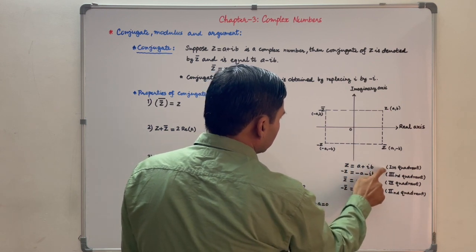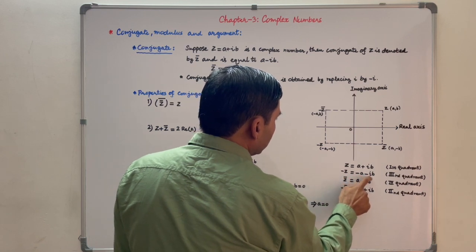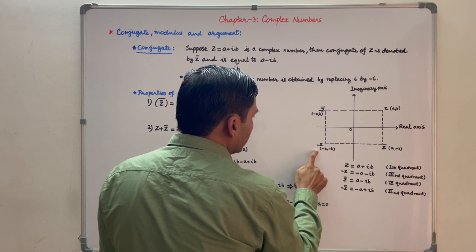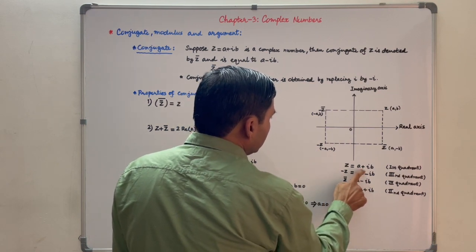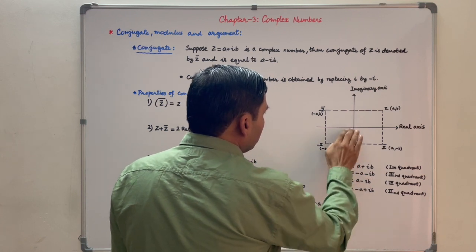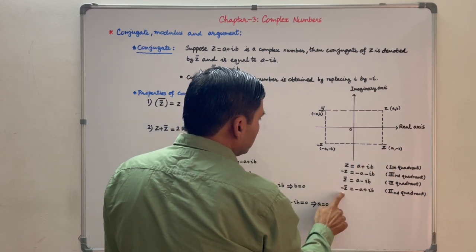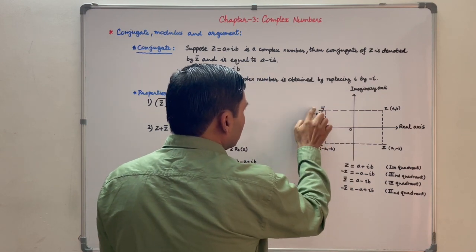It is in first quadrant. Minus z is equal to minus a minus ib. Minus a minus b will be in third quadrant. Z bar is equal to a minus ib. We just need to change the sign in between. So plus a minus b. Plus a minus b will be in fourth quadrant. Minus z bar is equal to minus a plus ib. Minus a plus b will be in second quadrant.